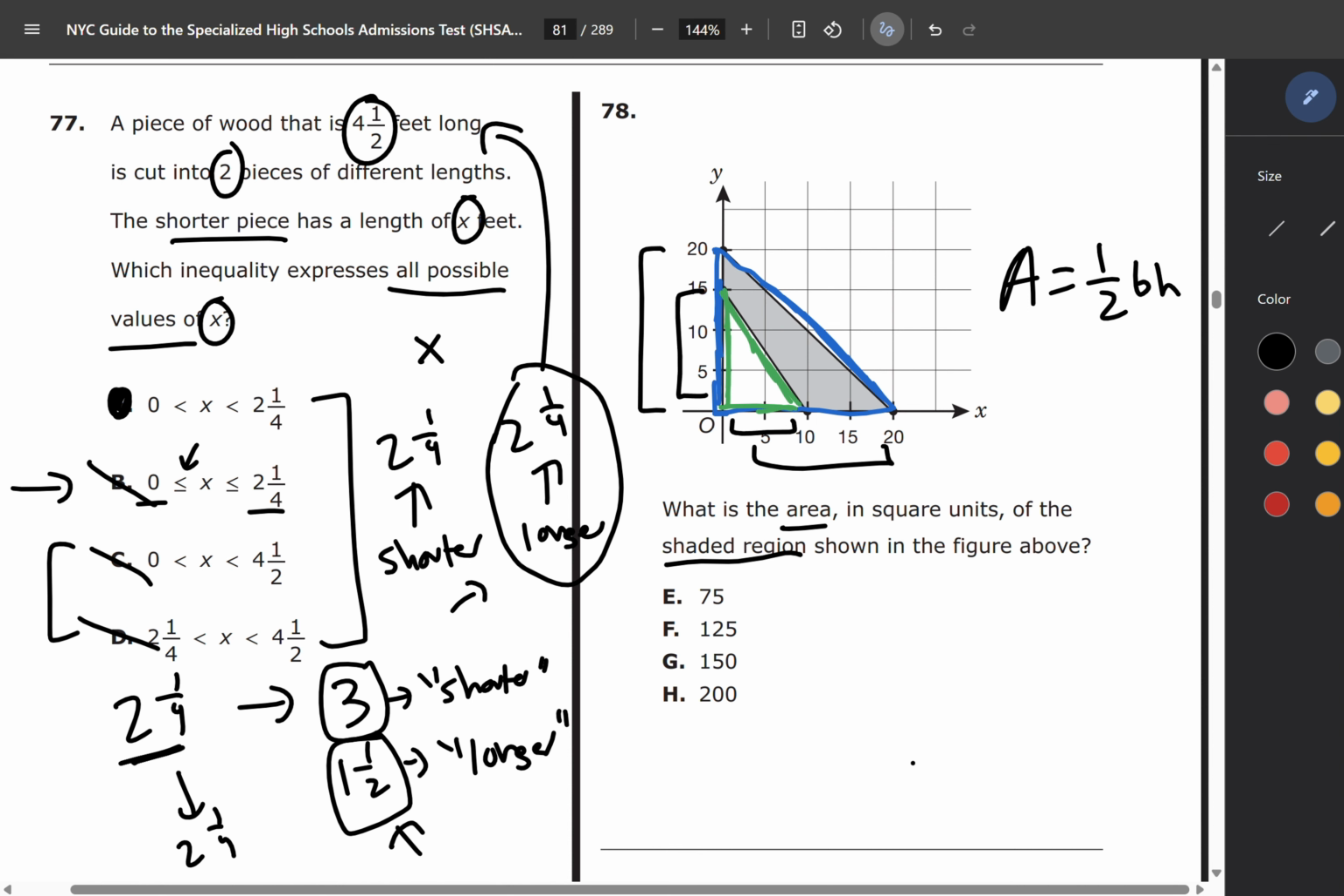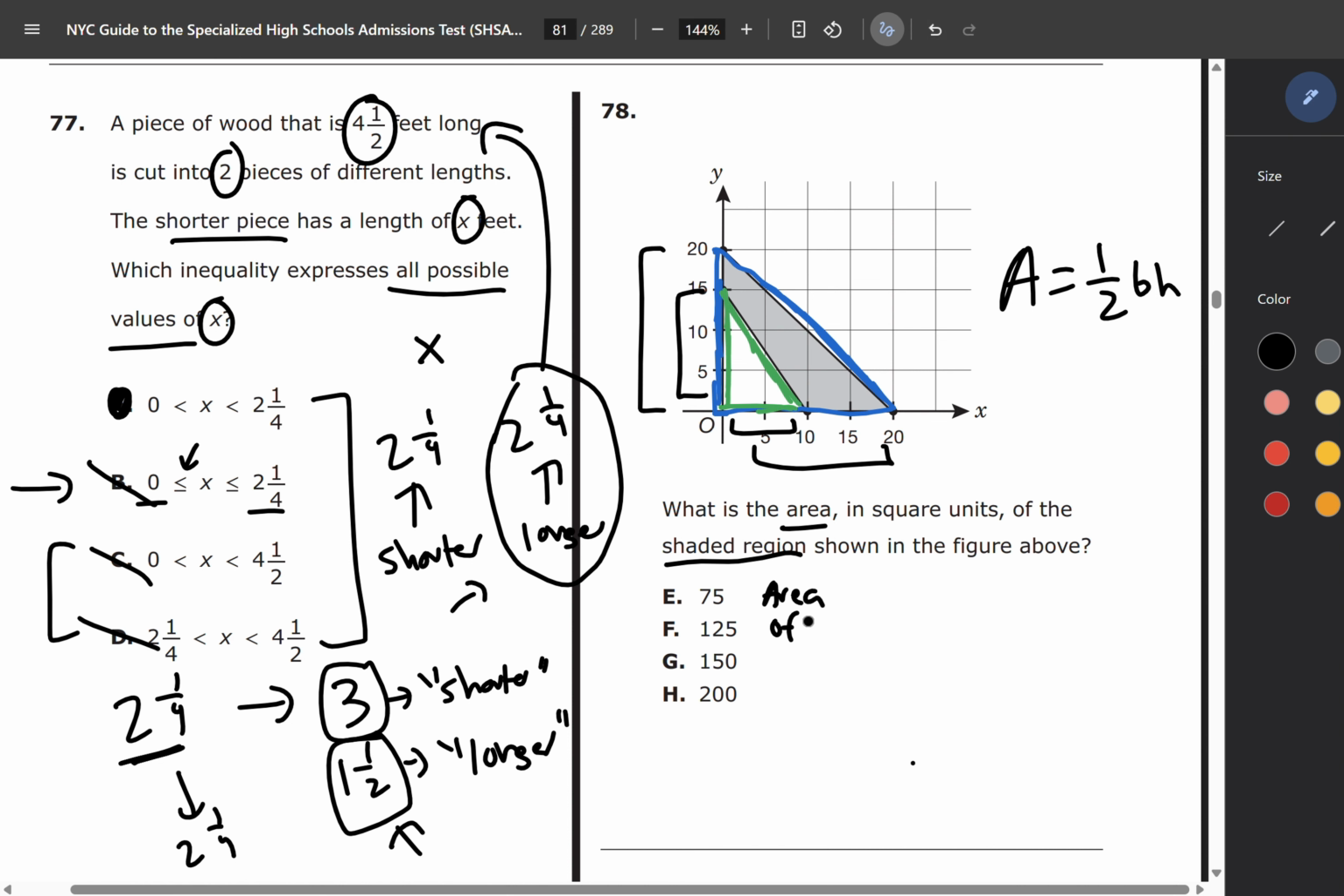And then if I subtract the area of the blue triangle minus the area of the green triangle, I should get the area right here. Right, exactly here. So that's exactly what we're going to do. So here, let's find the area of the blue triangle.